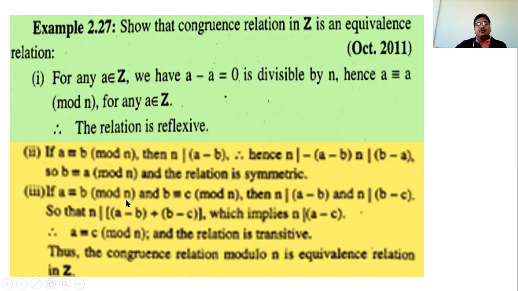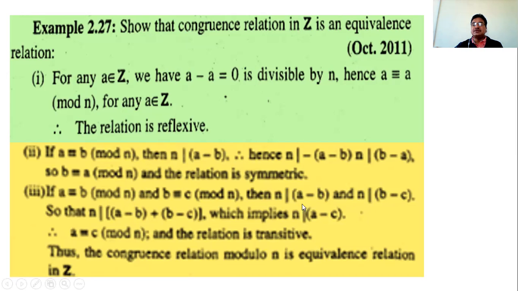A is congruent to B modulo n implies n divides A minus B, and B is congruent to C modulo n implies n divides B minus C. And we know that if n divides, suppose x, and n divides y, then n divides x plus y. This is the property of divisibility. That is, if n divides x and n divides y, then n divides x plus y.